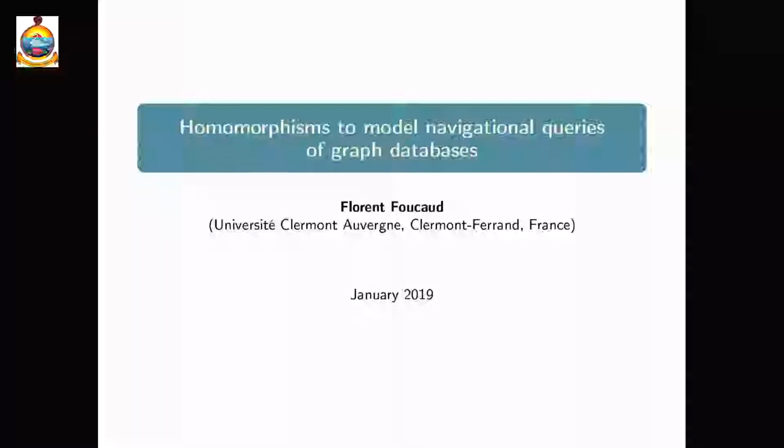Two advisors. So now he will be giving a talk on homomorphism models and navigational queries of graph databases. Yeah, thank you, Shagnik.